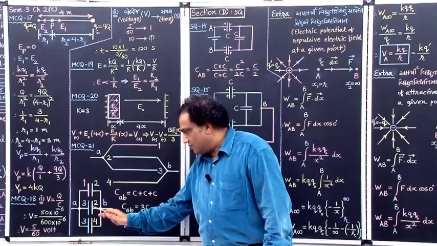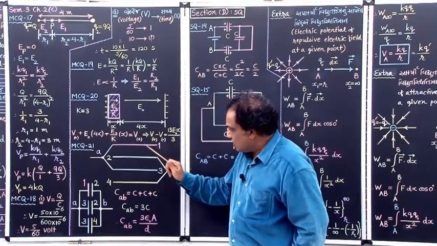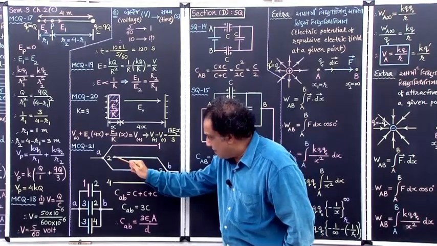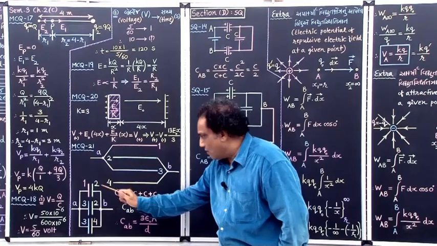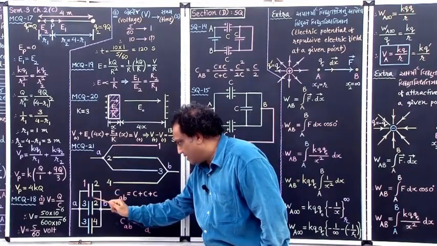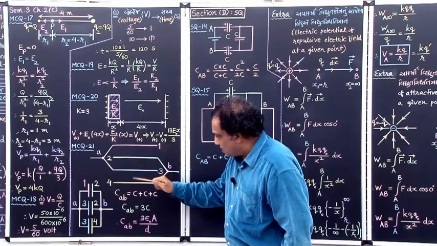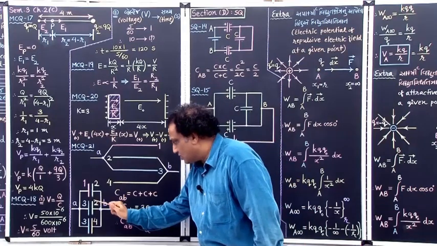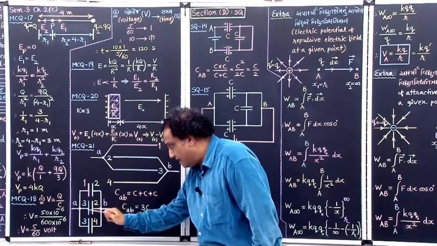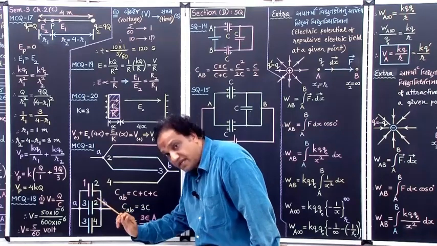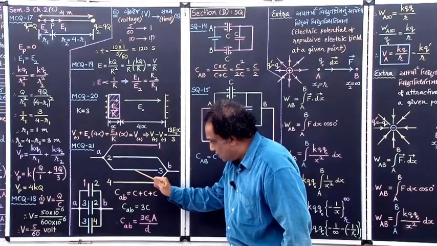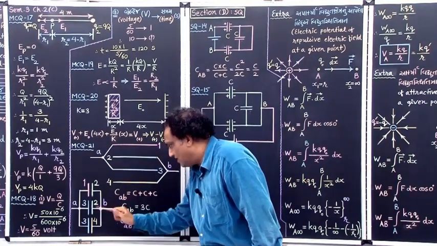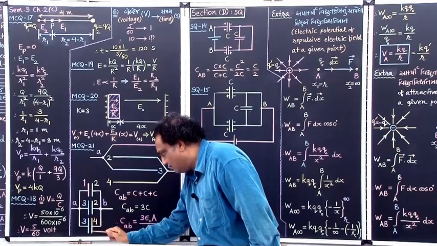Now I am showing you how this is equivalent to this. Look, what is opposite to plate number 1? Opposite to plate number 1 is upper face of plate number 2. What is opposite to lower face of plate number 2? It is upper face of plate number 3. What is opposite to lower face of plate number 3? It is plate number 4.